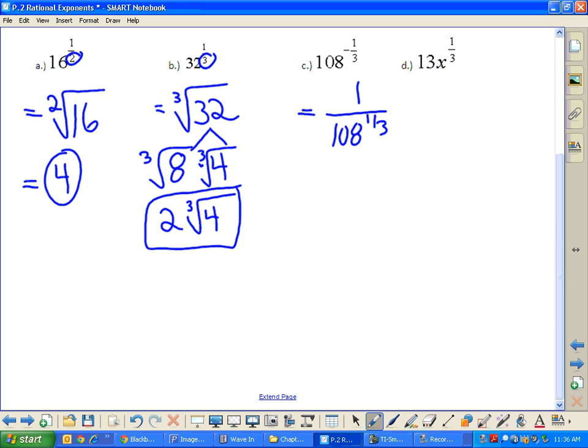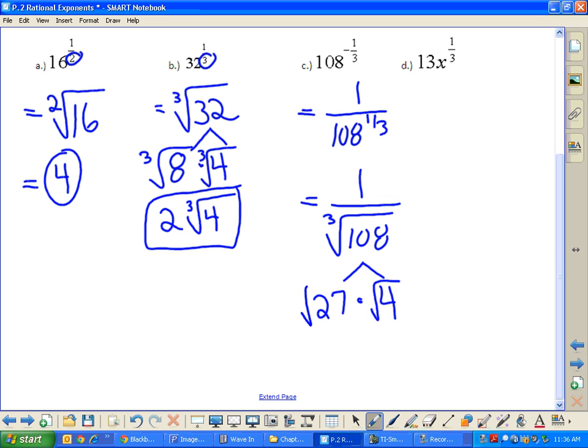So now we would go ahead and execute our two-step approach. This is now the cube root of 108 on the bottom of our fraction. And the perfect cube factor that goes into 108, 27, goes in 4 times. Cube root each piece. On the bottom, you have 3 cube roots of 4.